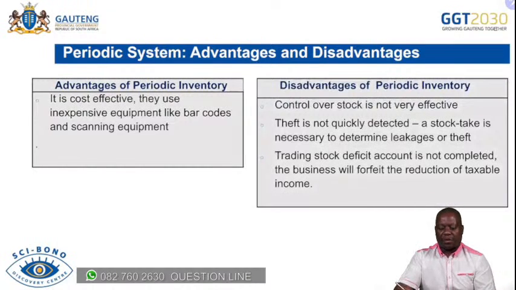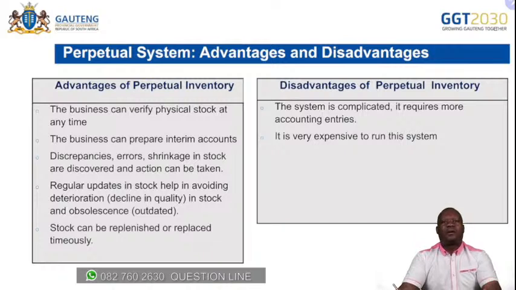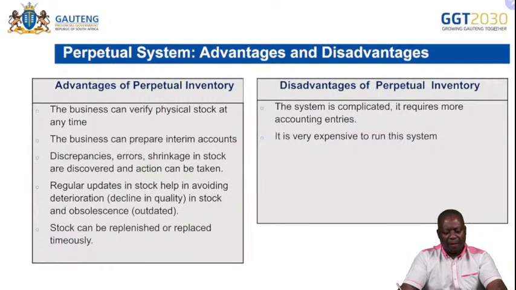Now, let's turn it around to the perpetual inventory system. The advantages include this: the business can verify physical stock at any time. You just go into the stock records and check. How many items do I have? It says we are left with 20 items. You go into the warehouse and check.